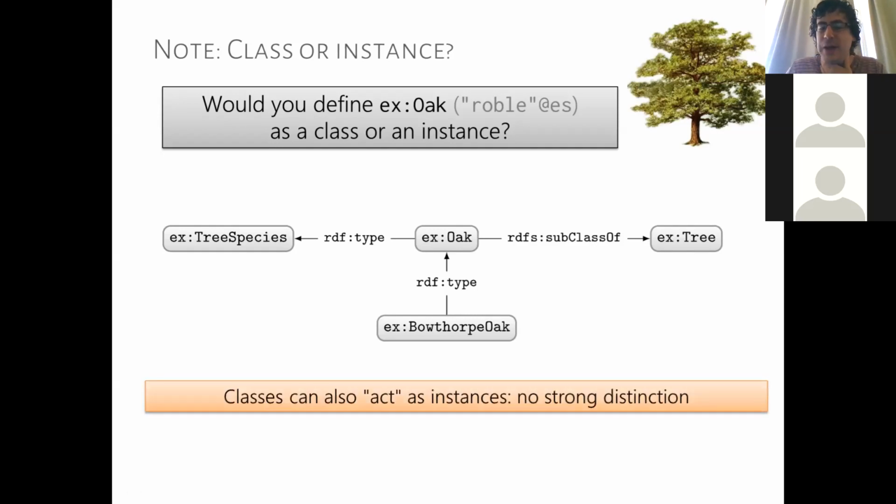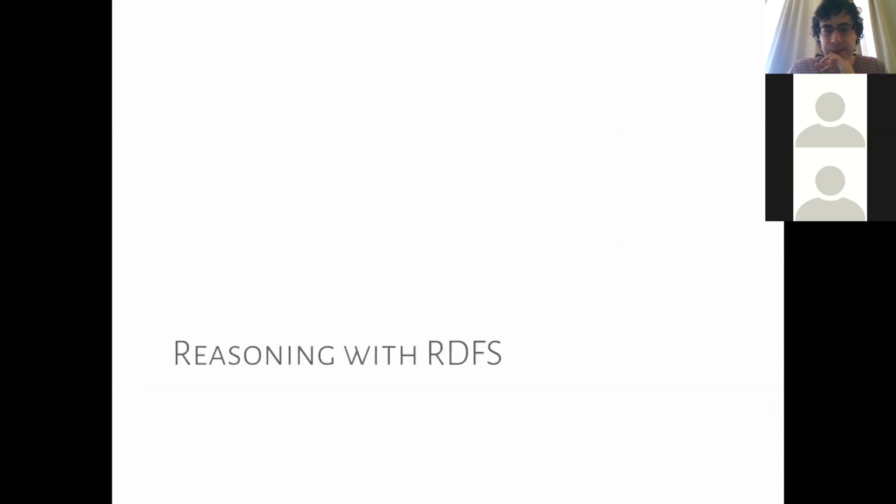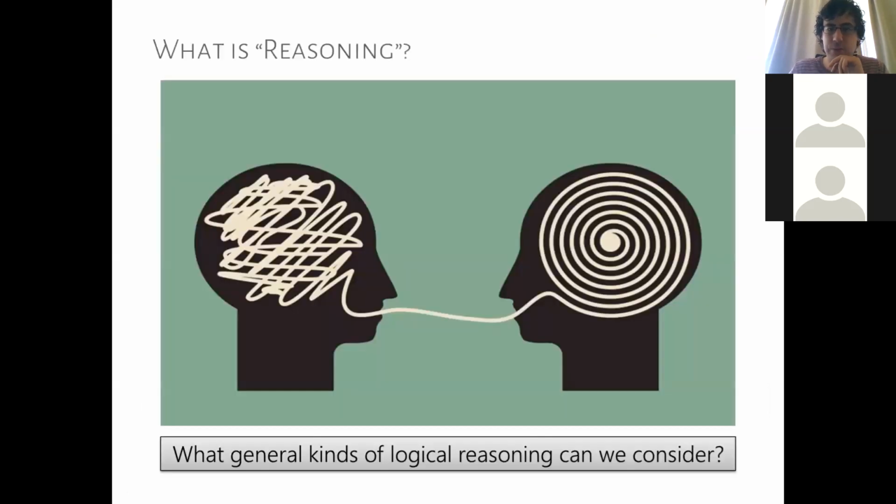So classes can also act as instances. There's no strong distinction between these notions. Okay, so this brings us on to the topic of reasoning. So we can use these definitions to apply a form of automated reasoning over these definitions. So when we talk about reasoning, what do we mean? So what general kinds of logical reasoning can we consider? Any ideas? Anyone know of some types of reasoning?